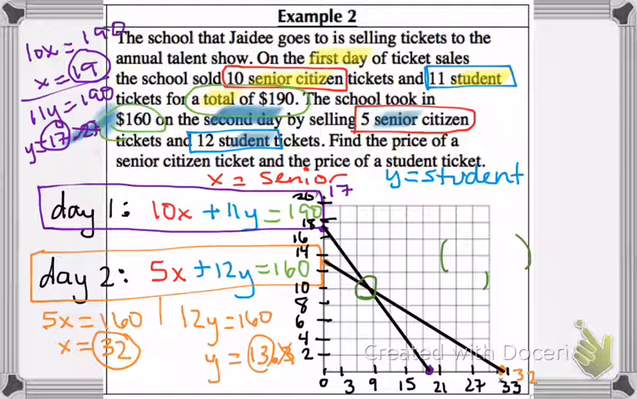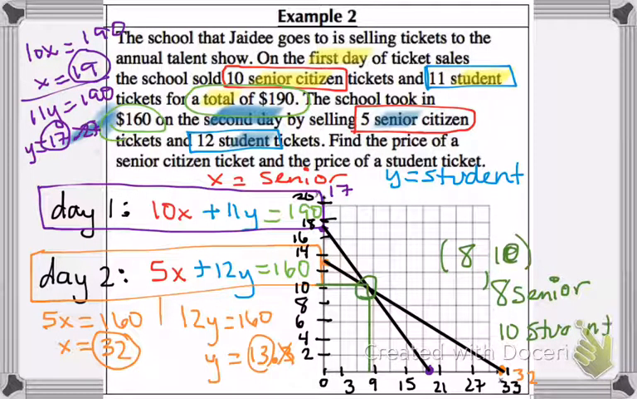So we have, let's see, right here is probably about, I'm guessing, an 8. And then if we go over, I'm going to say that's probably meant to be on the 10, and maybe my graph was not perfect. So what this would be is 8 senior tickets and 10 student tickets would be my answer for this. Wordy questions need a wordy answer. So the 8, 10 wouldn't quite be correct.